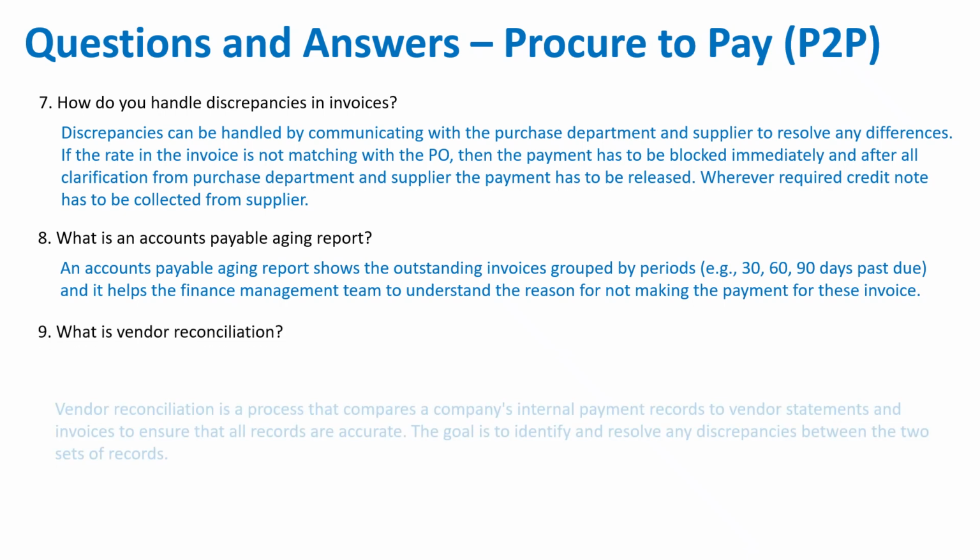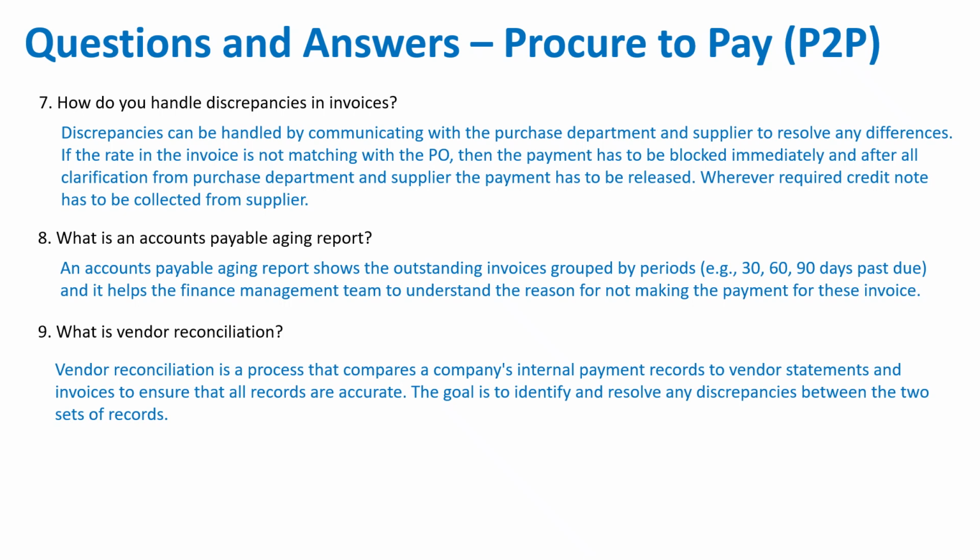What is vendor reconciliation? Vendor reconciliation is a process that compares a company's internal payment records to vendor statements and invoices to ensure that all records are accurate. The goal is to identify and resolve any discrepancies between the two sets of records. This is very important, and most of the P2P team ensures that key vendors are reconciled very frequently so that there is no difference between the books.